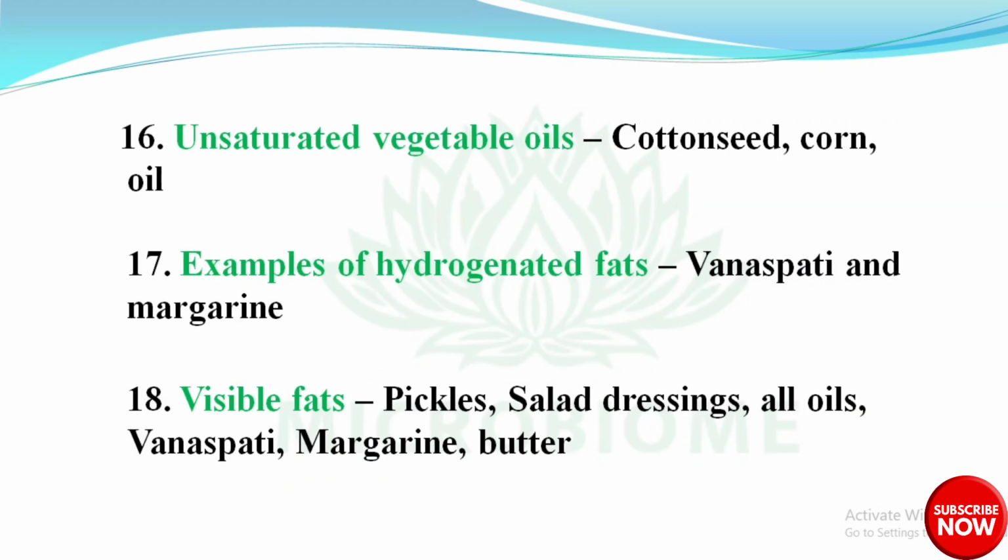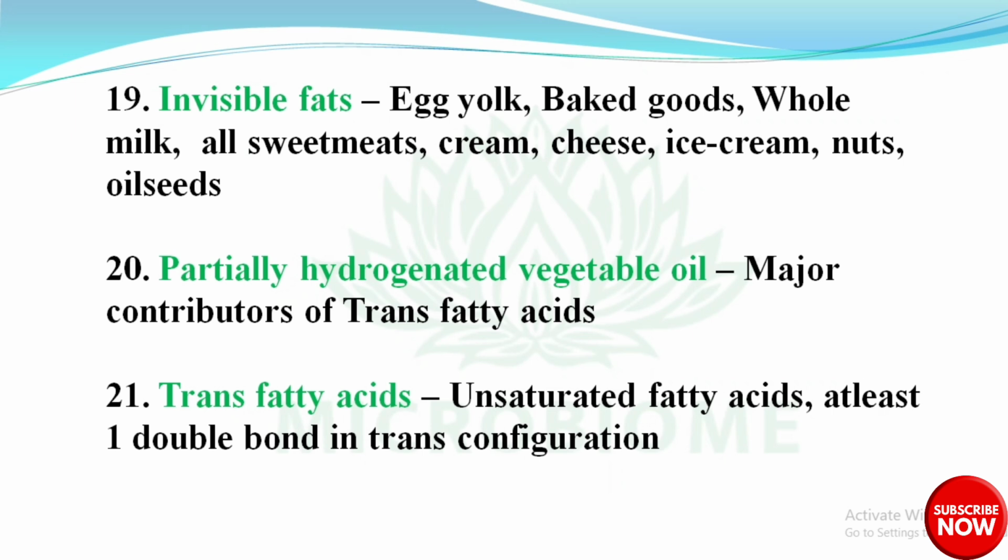And next, cottonseed and corn oil come under unsaturated vegetable oils. Then examples for hydrogenated fats are vanaspati and margarine. Then about visible fats: pickles, salad dressings, all oils, vanaspati, margarine and butter. And next, invisible fats: egg yolk, baked goods, whole milk, all sweetmeats, cream, cheese, ice cream, nuts and oilseeds.